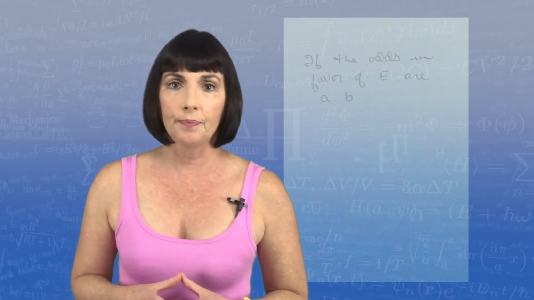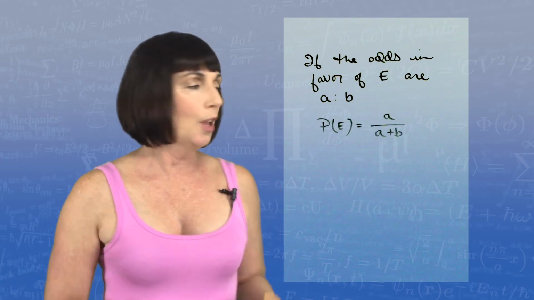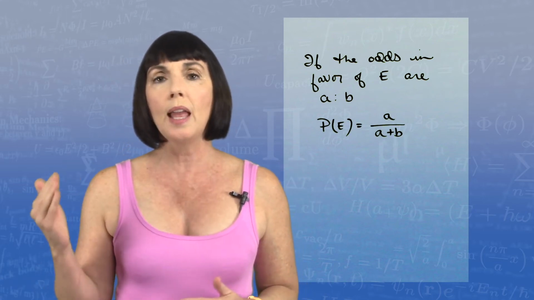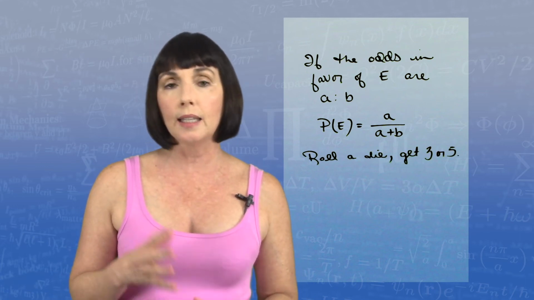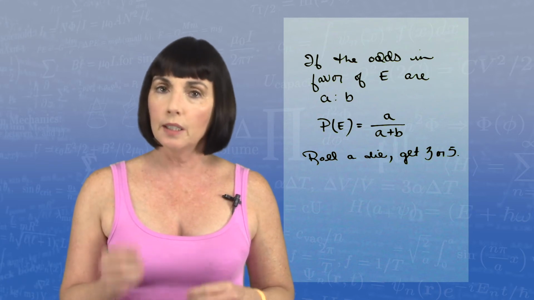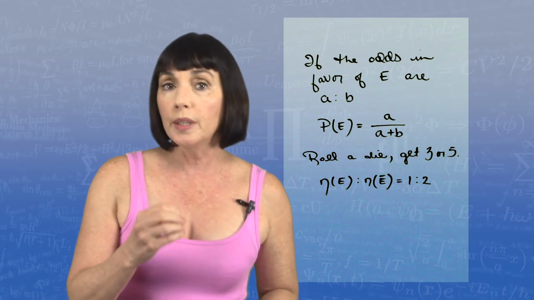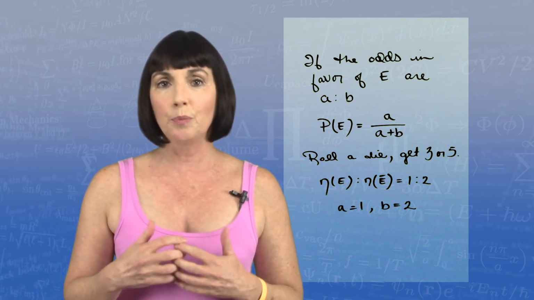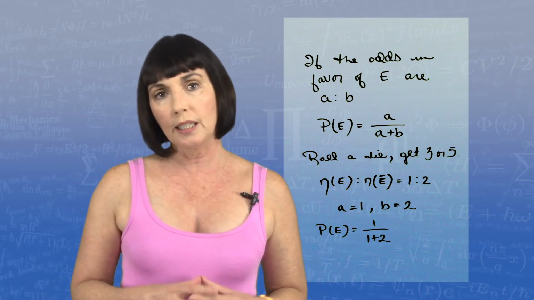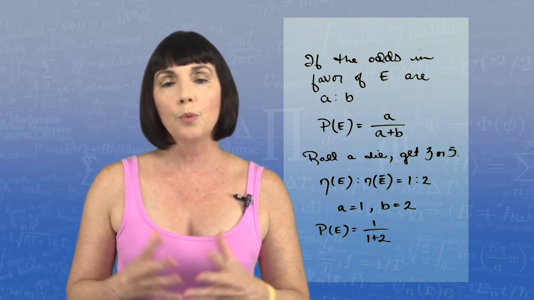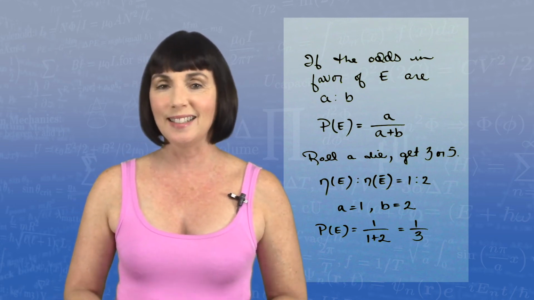Okay, take a look at this. If the odds in favor of event E are A to B, then the probability of event E is equal to A over A plus B. So let's go back to our example of tossing a die and getting a 3 or a 5. Now, we found in our last section that the odds in favor of that are 1 to 2. So in this case, A would be equal to 1 and B would be equal to 2. So according to our formula, the probability of that event occurring is equal to 1 over 1 plus 2, which is equal to 1/3. And that's exactly what we found out in the last section when we did the example.